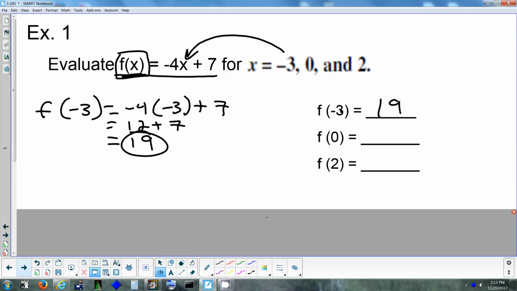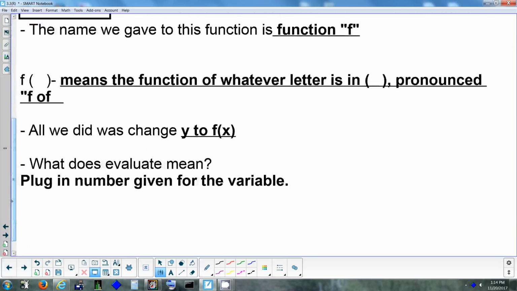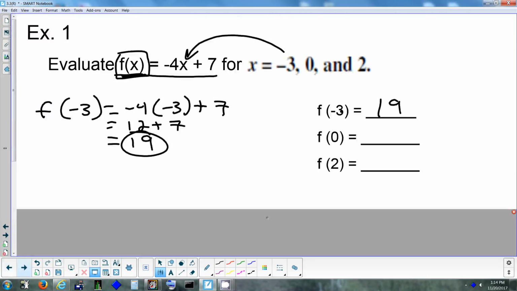Taking the place of, what's it taking the place of? What letter did we use before? Y, right? Remember? We said all we did was change y to f of x. It's another way to write the letter y. So if you plug in negative 3 for the x, you get 19 for the y. Or you could say you get 19 for f of x, which is y.